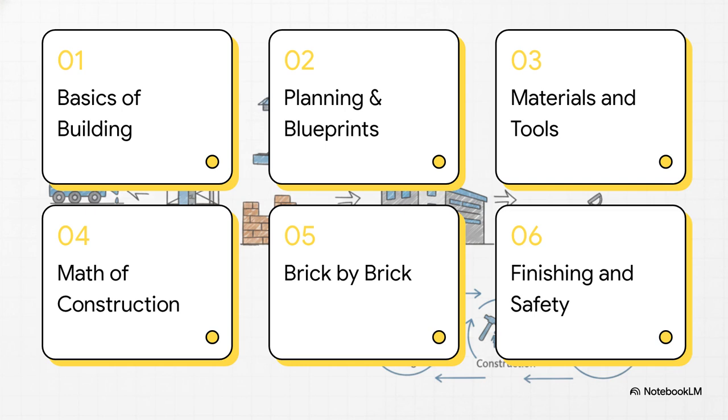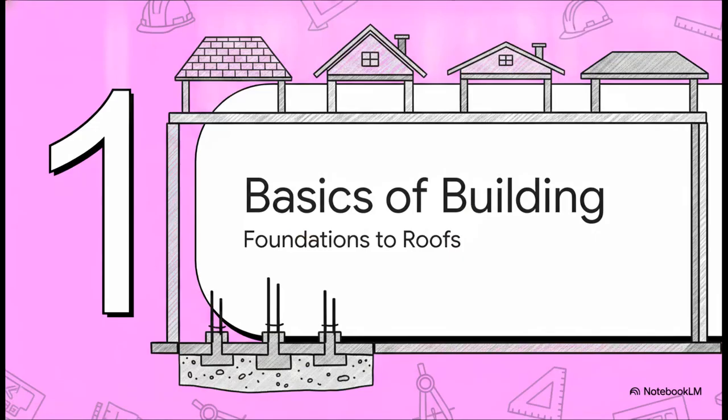So here's our blueprint for this explainer. We're going to track the project lifecycle through 6 main steps: the basics of building, planning and blueprints, materials and tools, the math of construction, brick by brick, and finally, finishing and safety. All right, moving right into Section 1. The basics of building, from foundations to roofs.